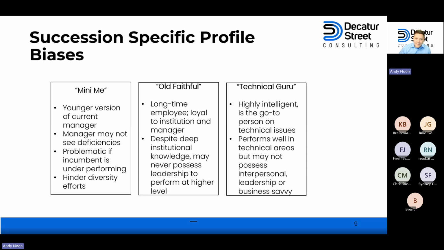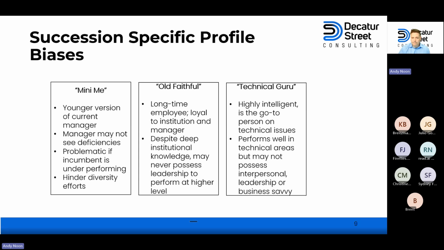Mini-me bias is very similar to similar-as-me bias. It's the idea that you're looking at somebody who looks just like you, but at a younger level, the person that is up and coming, that has a lot of the similar characteristics as you, and thus you see great potential in them. But the problem is the manager doesn't necessarily see the deficiencies, probably because they don't see the deficiencies in themselves.